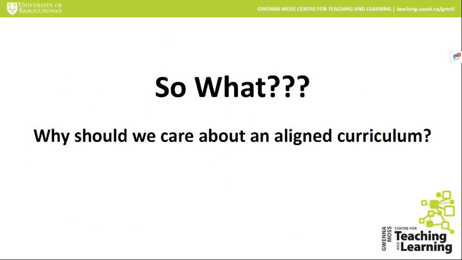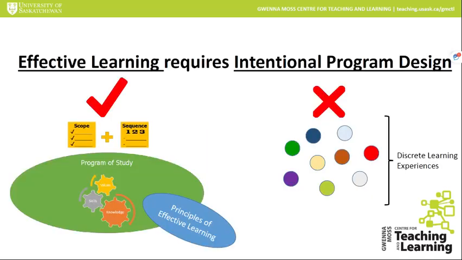So back to our original question. Why should we care about having an aligned curriculum in our program design? Well, it's because a system of knowledge, skills, and values exists that are important. So we've created a program instead of having discrete learning experiences planned in isolation. And we want to shepherd our novice learners through that program in a way that will ensure they are likely to gain the skills, knowledge, and values required to become a prepared graduate.